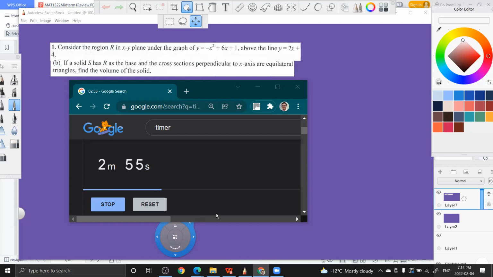Yeah, I see one question in the chat. It says, what does it mean by the x-axis are equilateral triangles? Don't worry, I'll explain what it means.